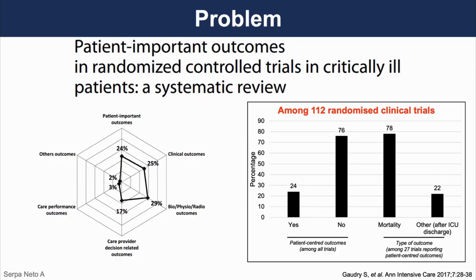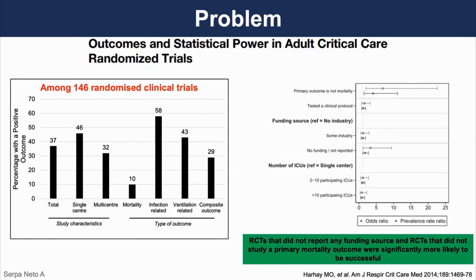And among trials reporting patient-centered outcomes, so 27 trials, 78% reported mortality as the outcome. We all know that mortality is the preferred outcome in most of our clinical trials, but we also know that there are a lot of problems with mortality. So first, as you can see here, this is a very nice systematic review published more than 10 years ago, but I really recommend reading this paper.